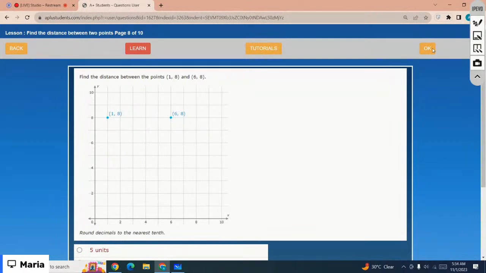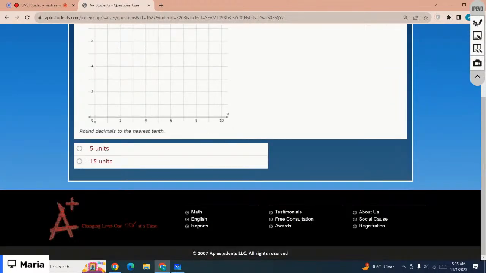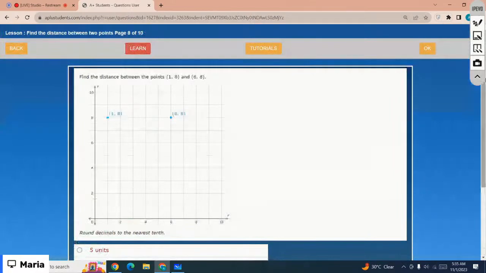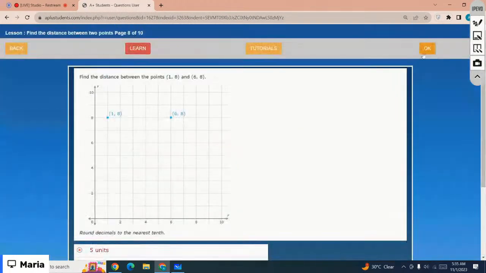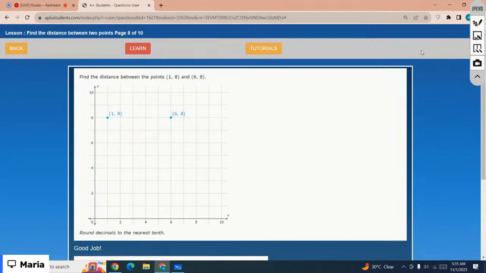Find the distance between the points (1, 8) and (6, 8), which is the correct option. The correct option is 7 units. 15? No, you are not given the correct option, right? 5 units it is. Oh, yeah, 5 and 15 are given. Okay. The correct option is 5 units.